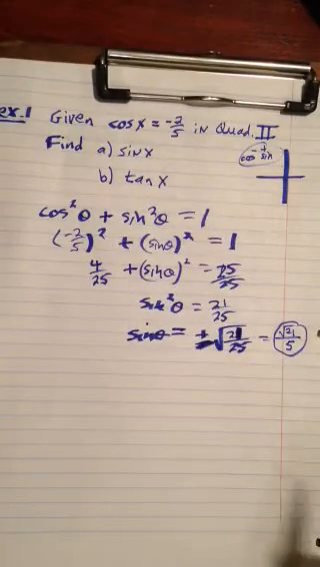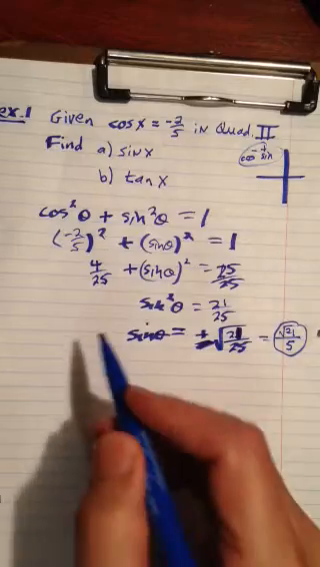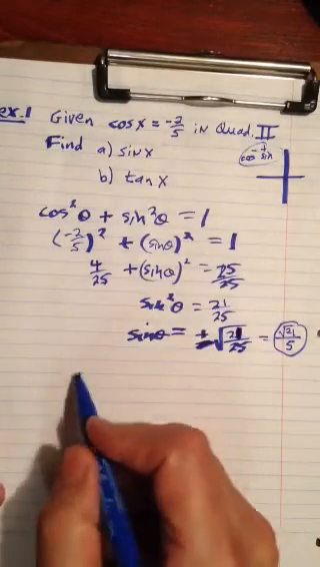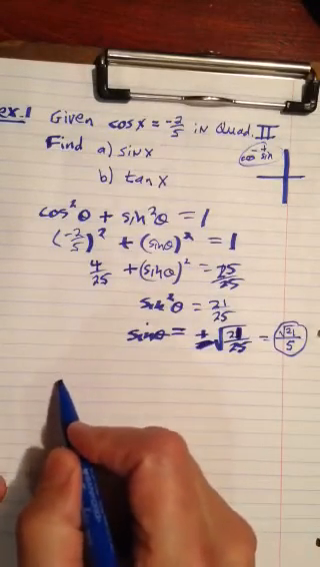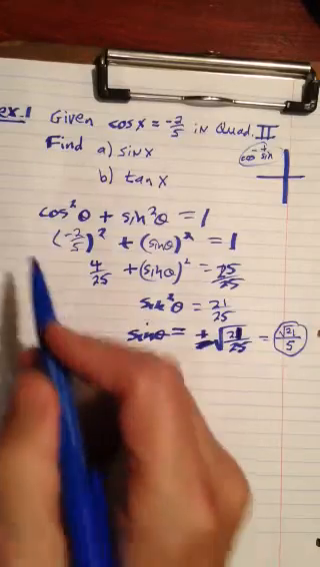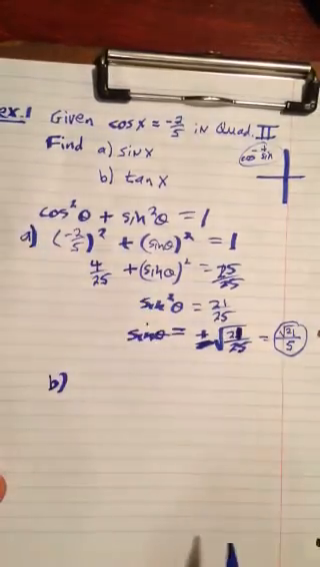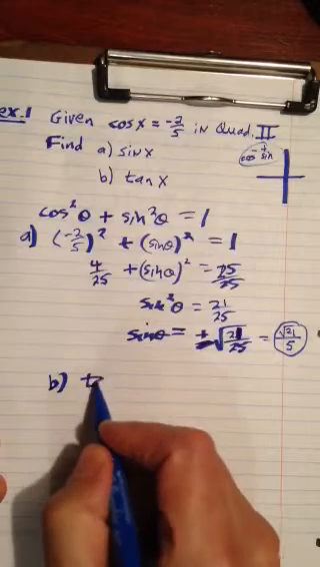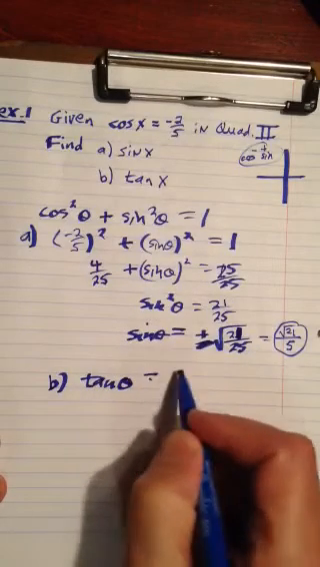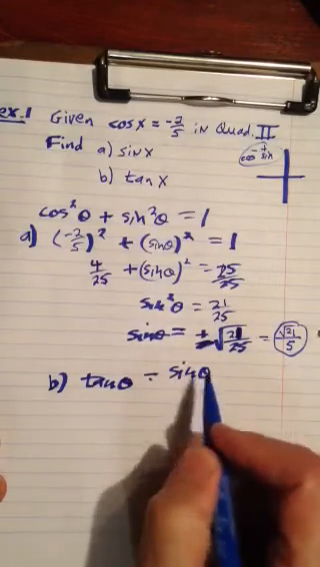All right, so now we've got to find tangent. That was all part A, right? Finding sine. But look, now we know this. For part B, we know that tangent, I always start by writing down the rule, is equal to sine over cosine.